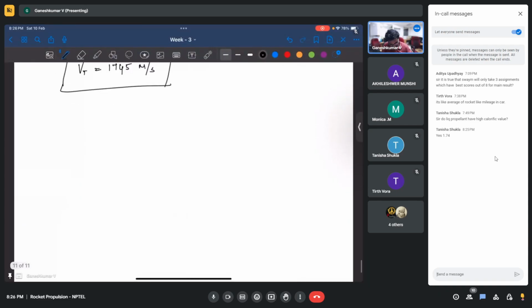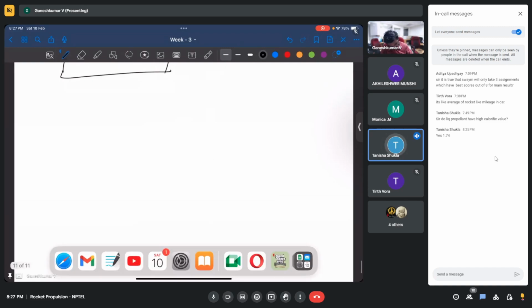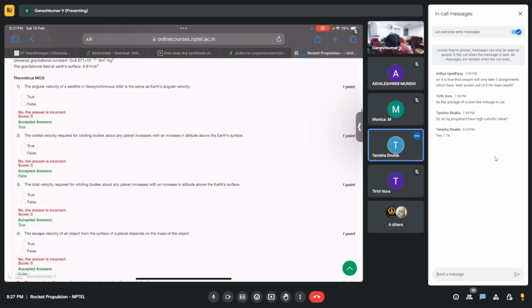Do you have doubts on it? Sir, actually, I have marked false, but it was marked incorrect. But the accepted answer says false. Still, it was incorrect for you. Even I had marked false, but it is showing correct for me. This is some error with the system, I guess. So you no need to worry about it.